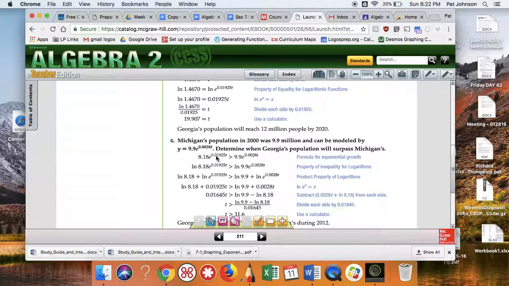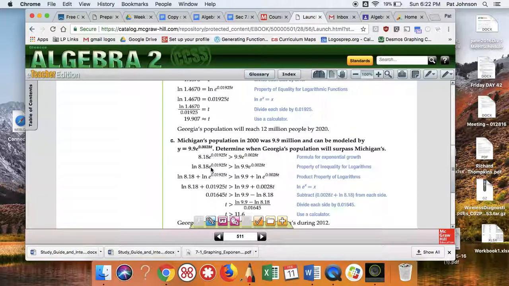So you want to say, when is Georgia greater than Michigan? So we substitute for Georgia's population its formula, and then we've got Michigan's that they give us, and now we just solve for what? Time. They want to know when, so we're looking for t.